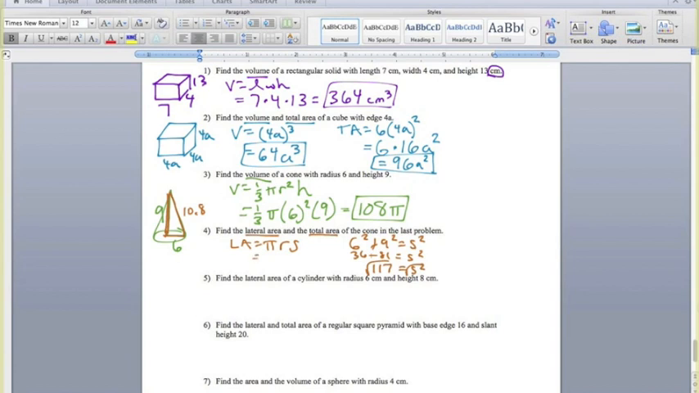So lateral area then is pi times radius, which is 6, and s, which we found is 10.8. Then on the calculator, do the 6 times 10.8, and that is 64.8, and the pi tags along.